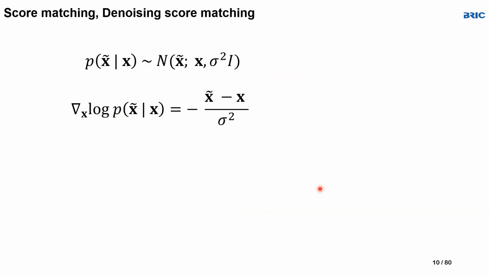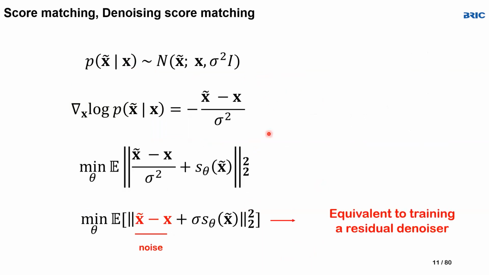To inspect why this is so in detail, let us define the perturbation kernel as some Gaussian kernel with standard deviation sigma. Then by definition, we can write down the gradient of the log perturbation kernel as follows. Plugging in, we arrive at the conclusion that since x tilde minus x is the noise component added to x, denoising score matching predicts this noise component, and hence this is equivalent to training a residual denoiser up to some constant.